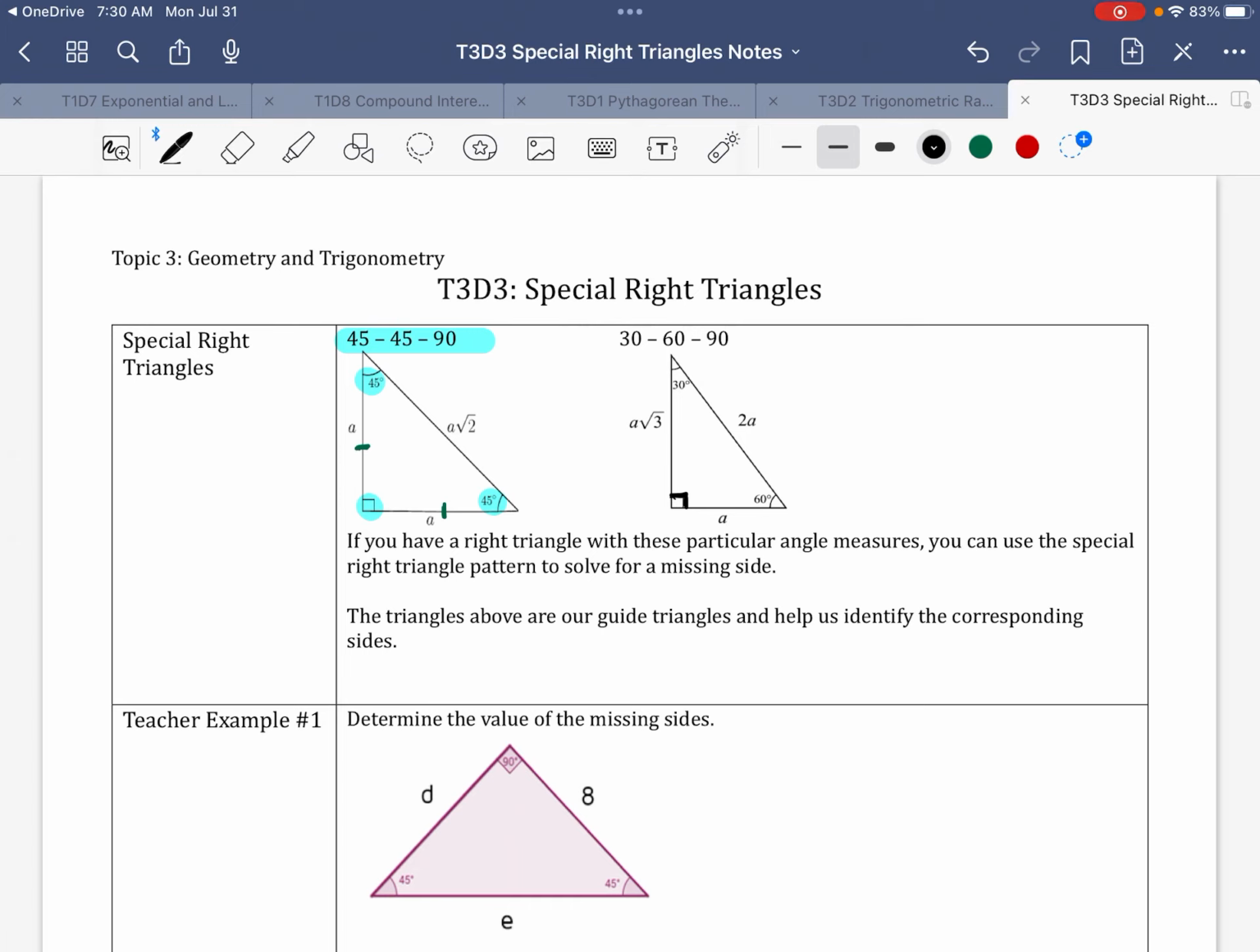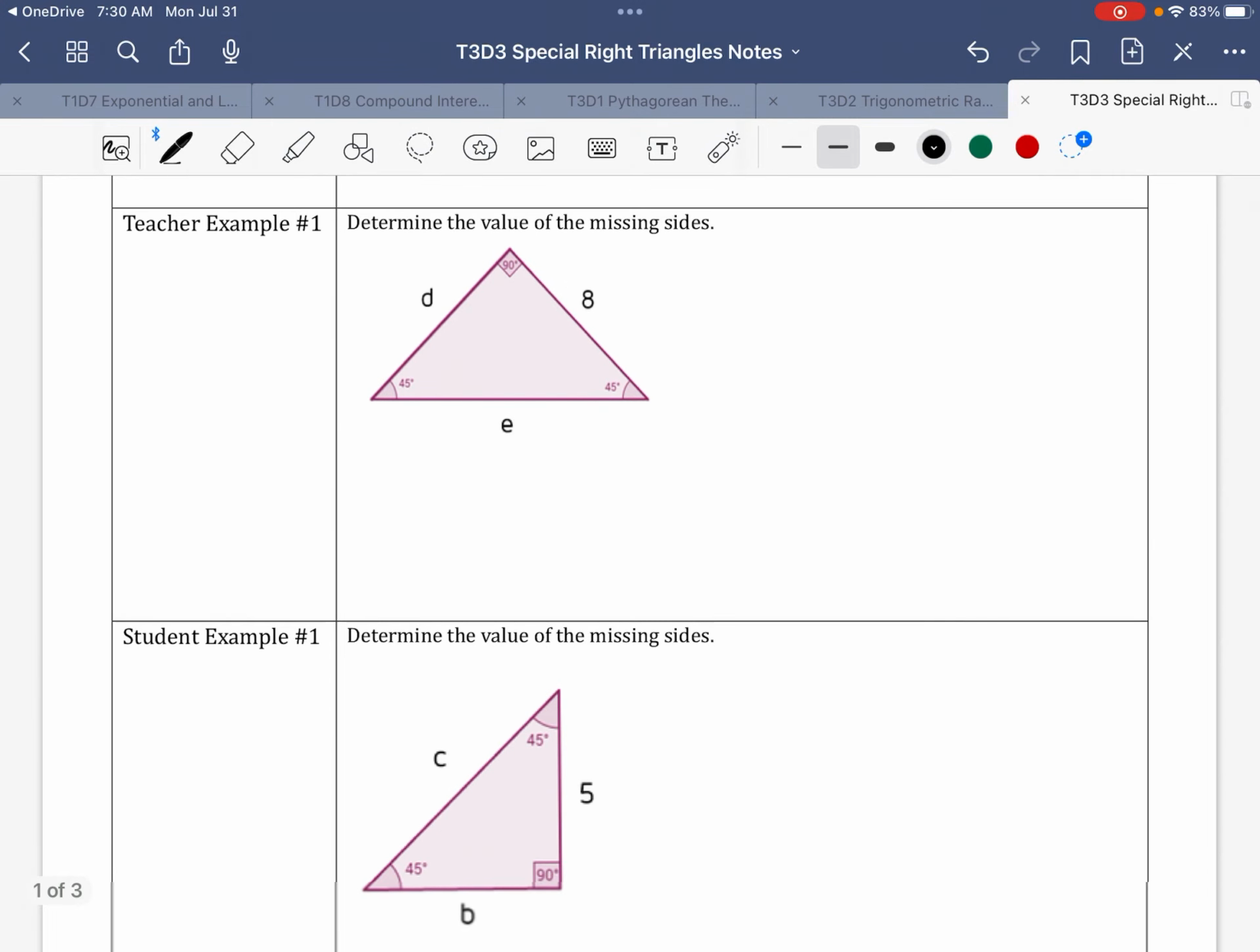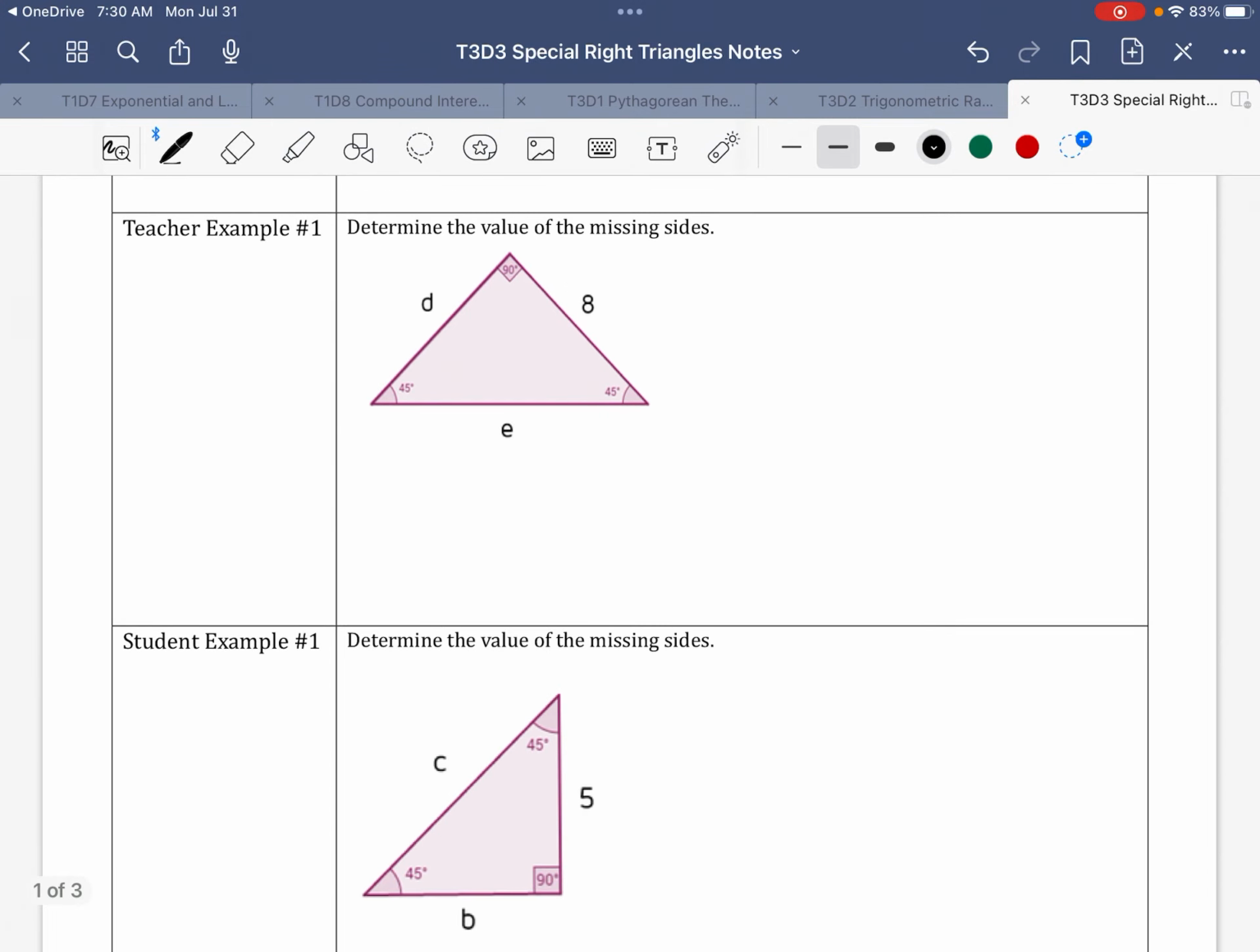A little bit of a side note, right? Almost every type of triangle that you can use special right triangle patterns for, you can also use either the Pythagorean theorem or trigonometry. The idea is that when we get good at using our special right triangles, it can act as a shortcut. It should make things faster once we get good at identifying this pattern. So let's look at this first teacher example.